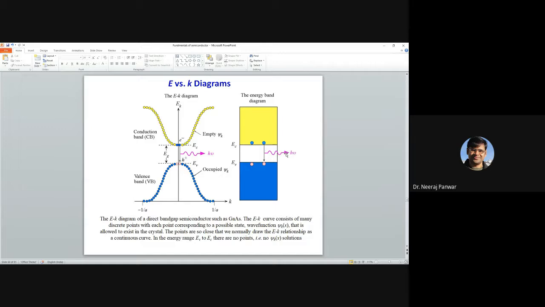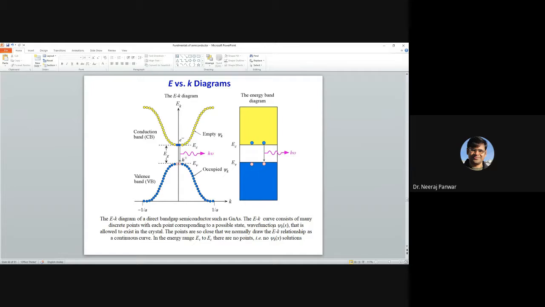Now, if we want to use such semiconductors for light emitting purposes in the visible radiation, then the band gap of this semiconductor should be such that the corresponding wavelength of the emitted photon lies in the visible region. Then we can use such semiconductors for making light emitting diodes. This is the concept behind the fabrication of light emitting diodes.